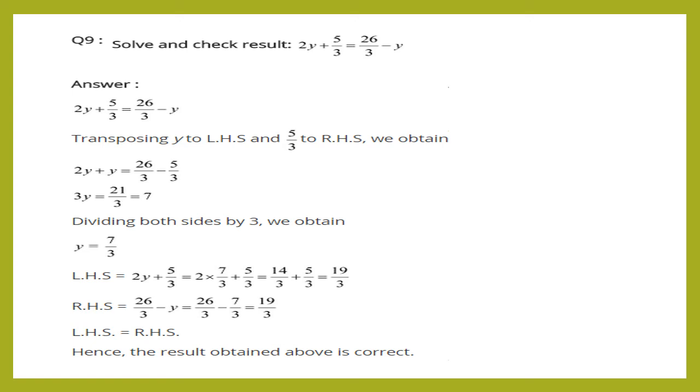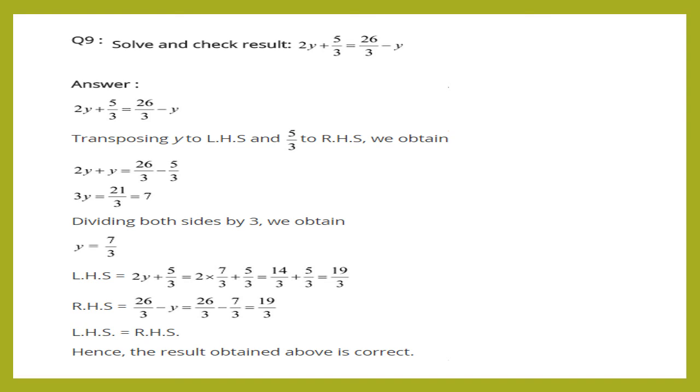On dividing both sides, we see 3y equals 7, children. On dividing both sides of the equation by 3, the 3 gets cancelled, then 7/3 remains as it is. The y value is 7/3. Or on transposing this 3 to your right hand side, it becomes y = 7/3. The y value is 7/3.